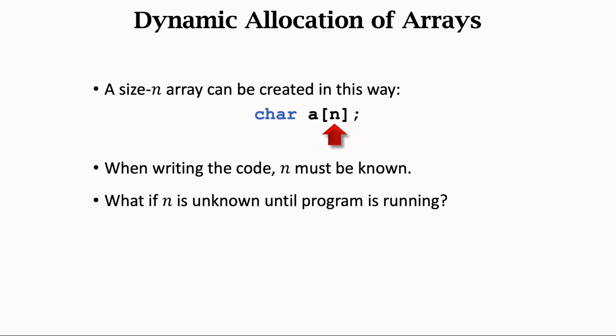Consider such an application. The program needs to read a file and put the characters in an array. When I write the code, I don't know how long the file is. So when I write the code, I cannot fix the size of the array. Only after reading the file, the program knows the size of the array. This is why dynamic allocation of arrays is useful.